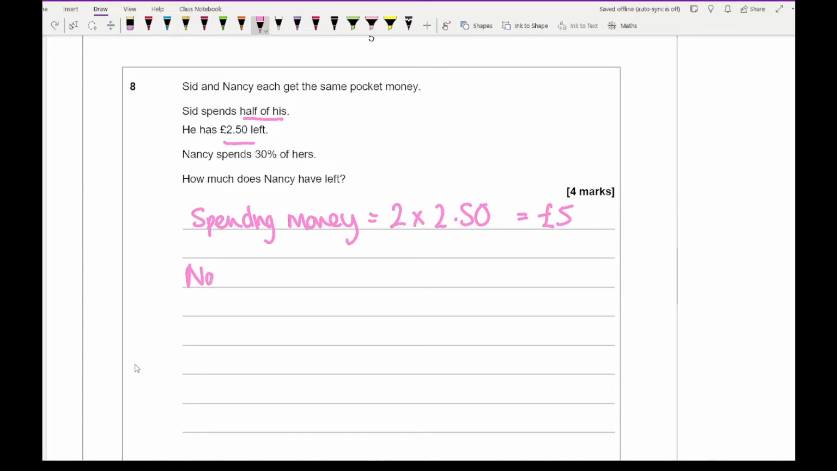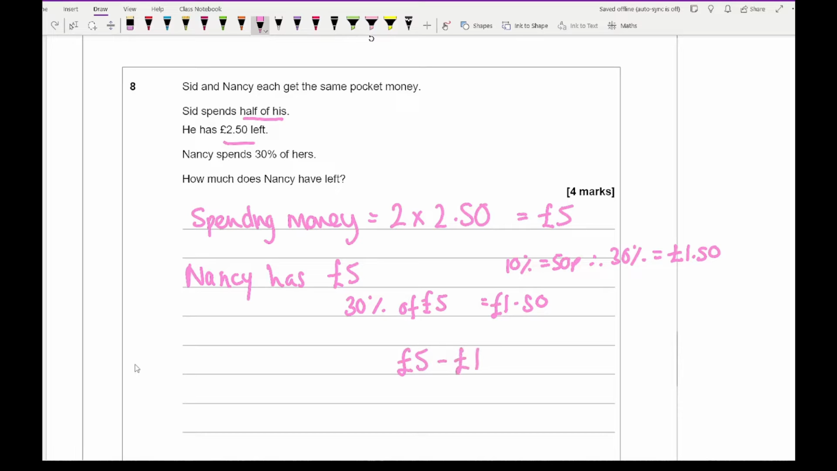So Nancy has £5. Now she spends 30%, so 30% of £5, well 10% is 50 pence, so therefore 30% is going to be £1.50. So then to work out how much Nancy has left, it's going to be £5 minus £1.50, which gives us an answer of £3.50.